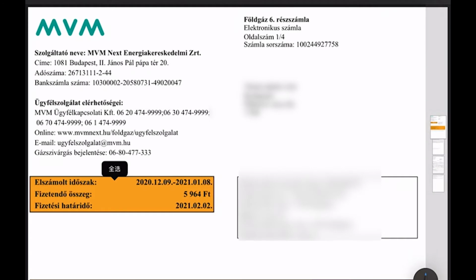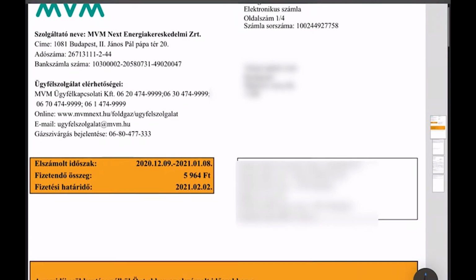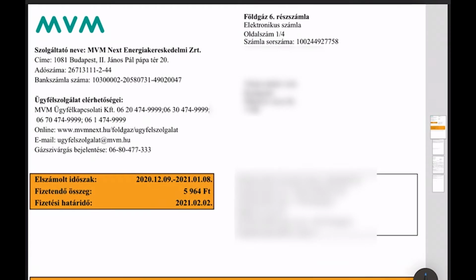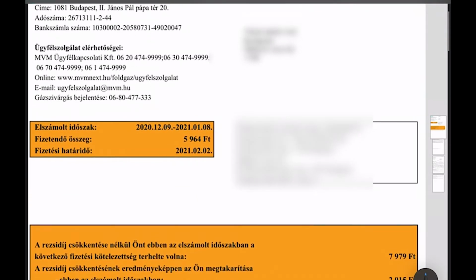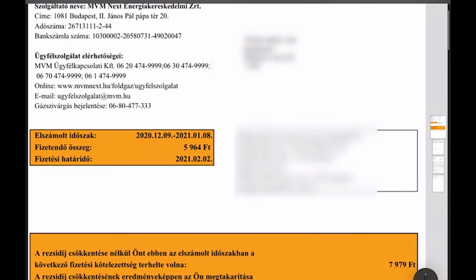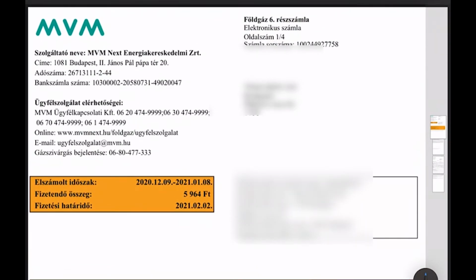So, welcome back to my screen. Over here, we're looking at a gas bill, which you can see is exactly the same as the electricity bill. So we're not gonna go through it in much detail. Everything is the same, except for the name of the company, the bank account is different, this one is different. So we discussed all this.